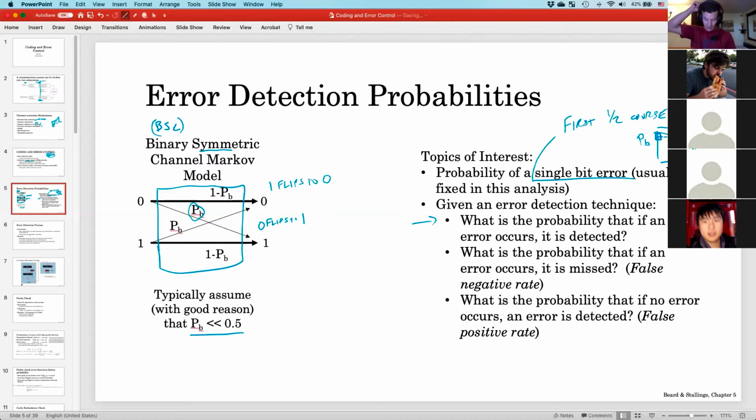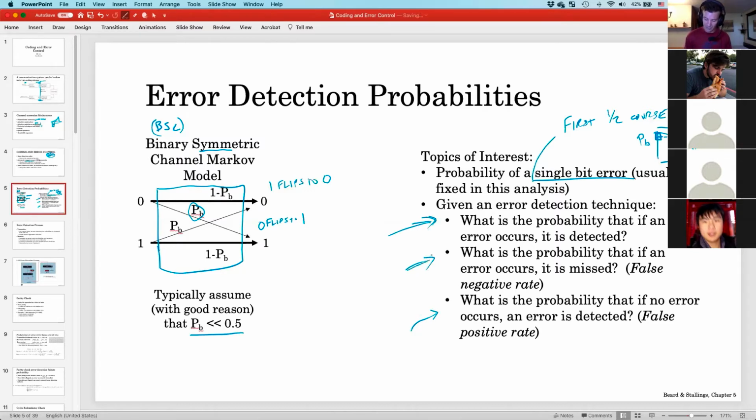That is, if an error occurs, does my scheme miss that it occurs? So the scheme would say no error occurred, but that's a false statement, so we call that a false negative. And then the converse of that would be no error occurs, but the scheme tells us that an error occurred. So that would be, hey, yes, an error occurred, so that's a positive, but it's a false positive because no error actually occurred. So these three questions, and this one will be the biggest.